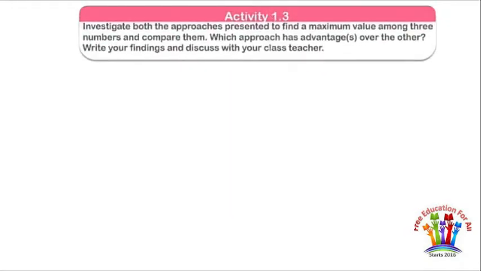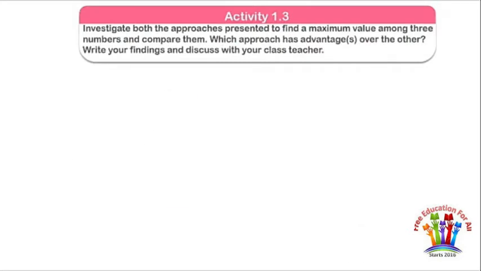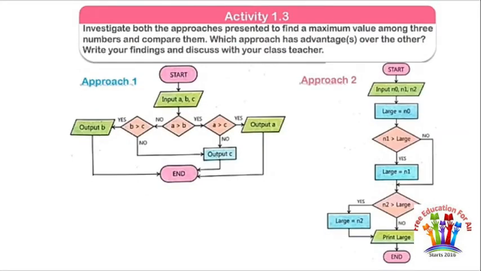Now let's go for activity 1.3. Now we will check the two approaches. Here are the two charts, and now we will check which approach uses the minimum steps, and which algorithm is using minimum memory. So now you will check in detail.